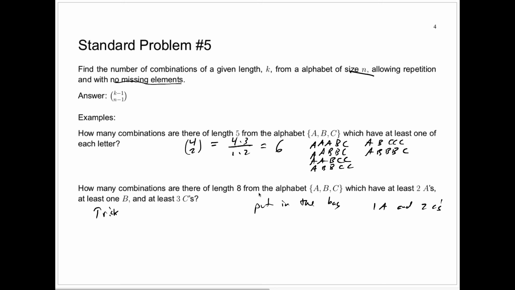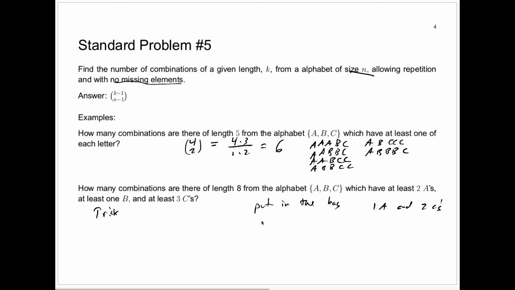And now, what do I have left? If I've already put in 1 A and 2 C's, I only have to put in 5 more balls. And the only condition I have to meet with these 5 balls is that there's at least 1 more A, 1 more B, and 1 more C. How many ways can I finish putting the balls in the bag? I need 5 balls, with at least 1 A, 1 B, and 1 C. Well, that's exactly the problem we answered above. I need to just pick a combination of length 5 from the alphabet with at least 1 of each letter.